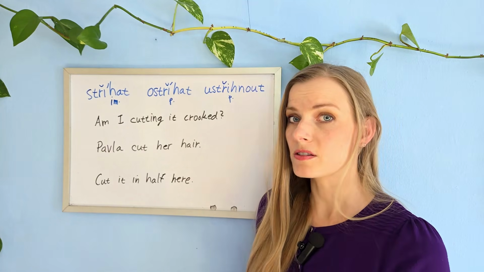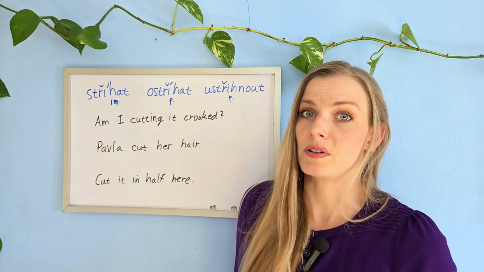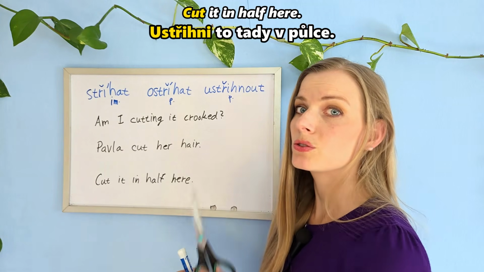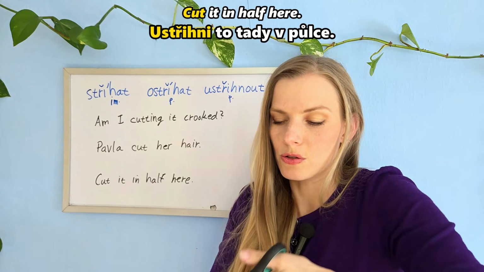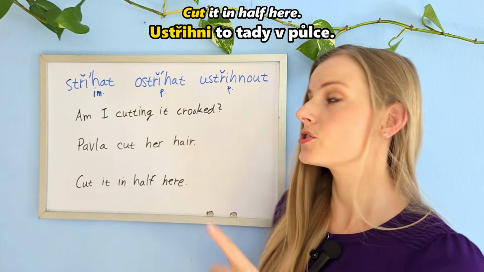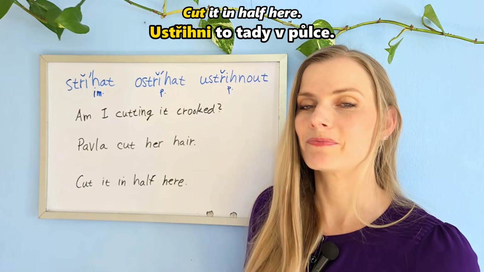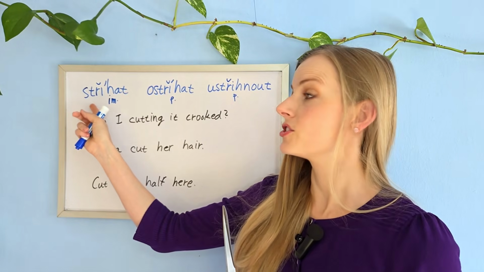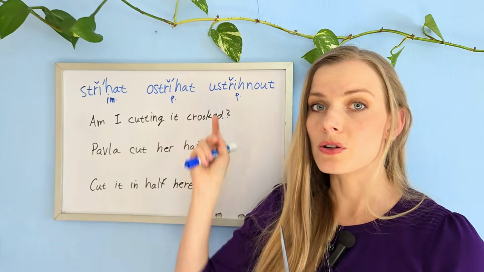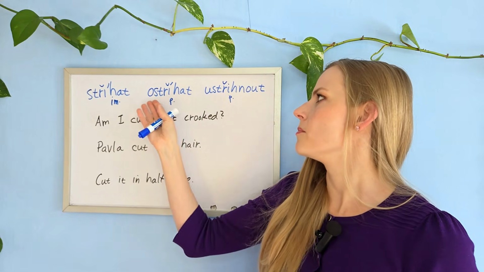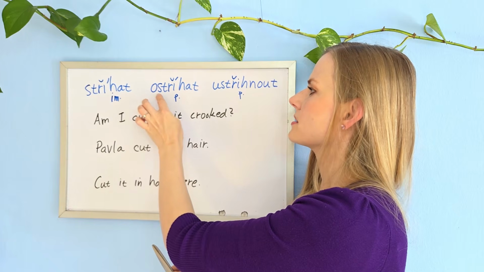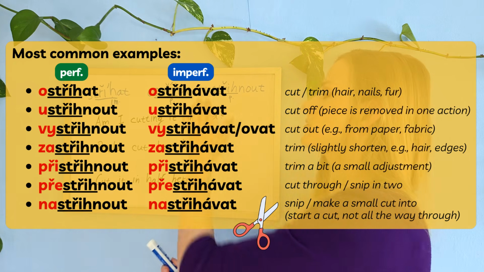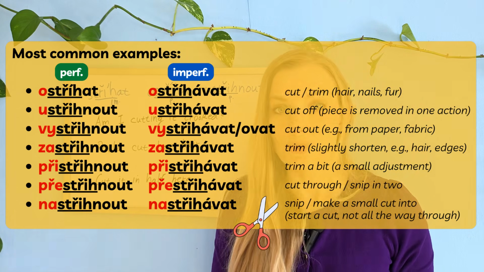Cut it in half here. We know we're using scissors, otherwise we could use other verbs for cutting with the knife or with a saw. Ustřihni to tady v půlce. Ustřihni. From ustřihnout. So remember, if we use scissors, nůžky, then the verbs are stříhat, ostříhat, ustřihnout. Well, there are others with more prefixes, but the core will be something like this, střih. We can have more variations with different prefixes, but that's not what I want to do here today.